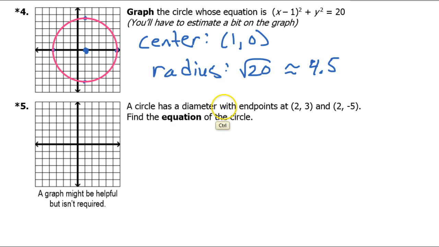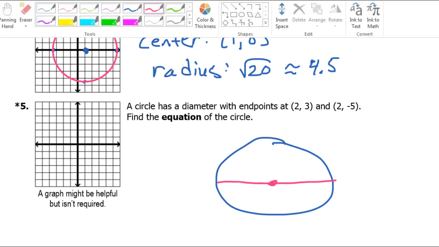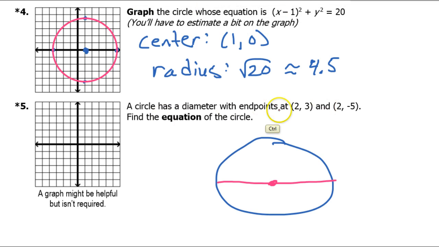Now looking at number 5. A circle has a diameter with endpoints given. So don't forget what diameter means. If this is a circle, then this red line that I'm drawing will be the diameter if it goes right through the center. So they are giving me these endpoints. 2, 3 is one endpoint of a diameter, and 2, -5, which is right there. So those are the endpoints of the diameter.